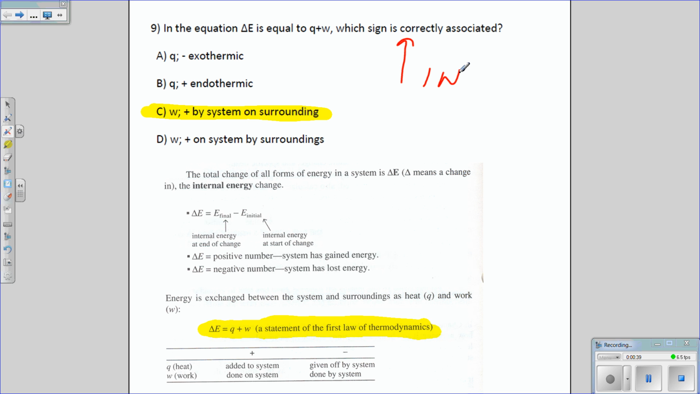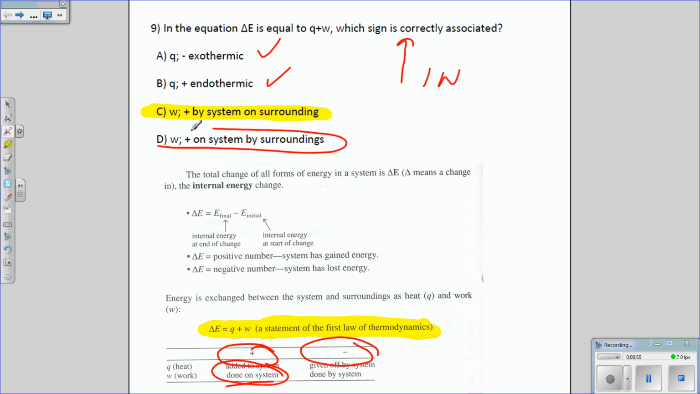So if you notice Q, if heat is added to the system, Q is positive. That's endothermic. That's correct. If the system gives off heat, that is correct. Now, if work is done on the system by the surroundings, it has a positive value for W. D is correct. If work is done by the system on the surroundings, that has a negative sign. So that is why C is incorrectly associated.